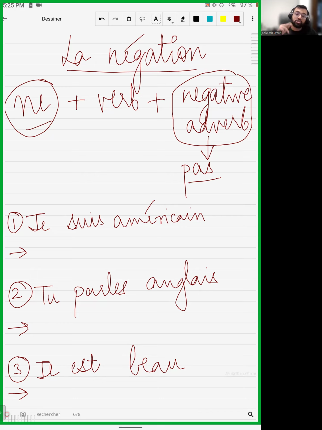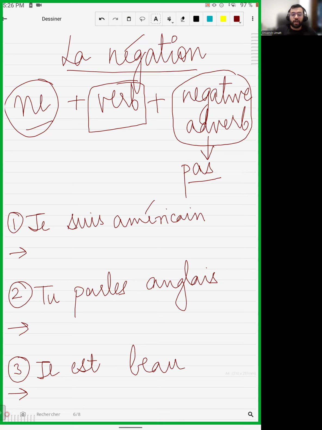Okay, and these two words are placed around the conjugated verb. In any sentence, to make it negative, the word ne comes before the conjugated verb, and the negative adverb, in this case pas, comes after the conjugated verb. Now that I've told you this basic rule, let us look at the practical application of this concept.